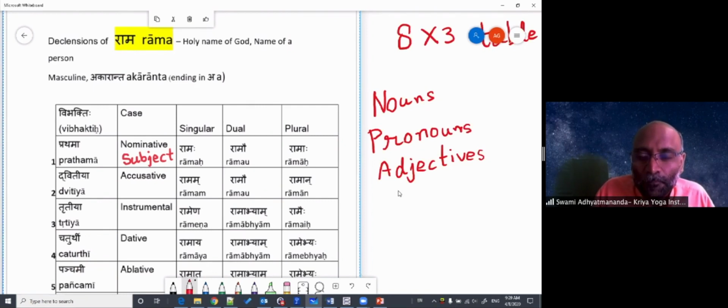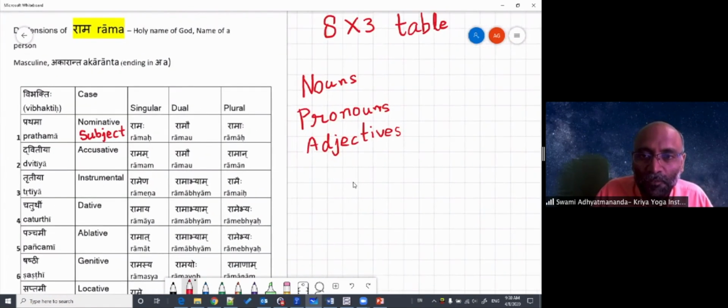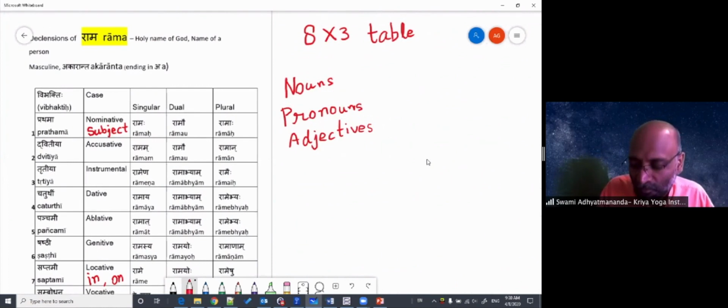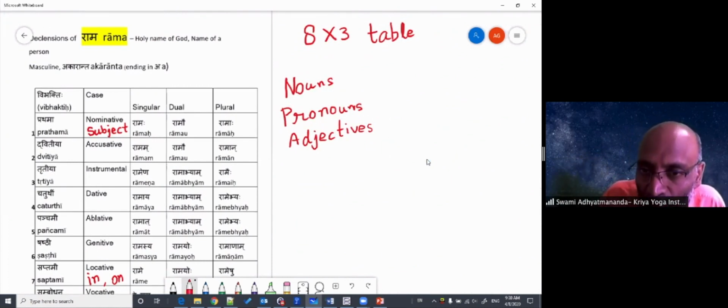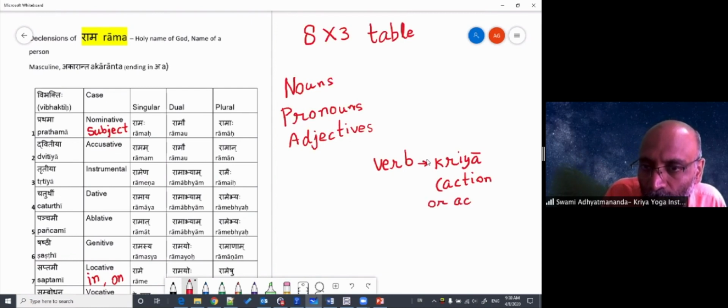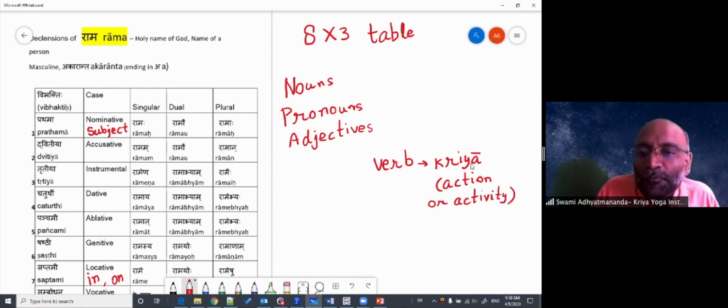Just like in English, the subject is associated with an action. So in Sanskrit also, Rama is associated with an action. We already saw verb forms. Verb always represents the action in Sanskrit. So verb is called Kriya in Sanskrit, just like in Kriya Yoga, same word. And it actually means action or activity. So verb represents the action and subject is the doer of the action.